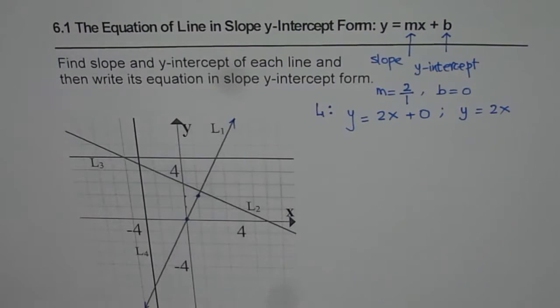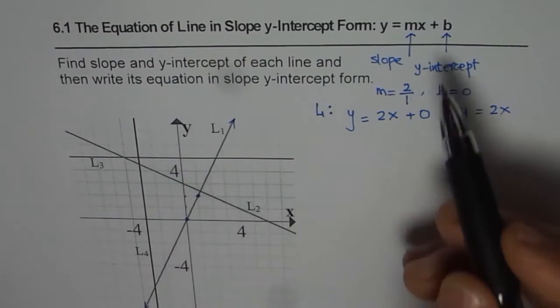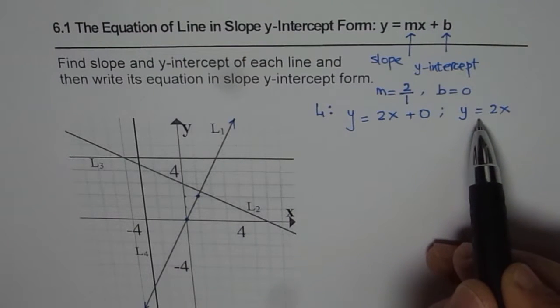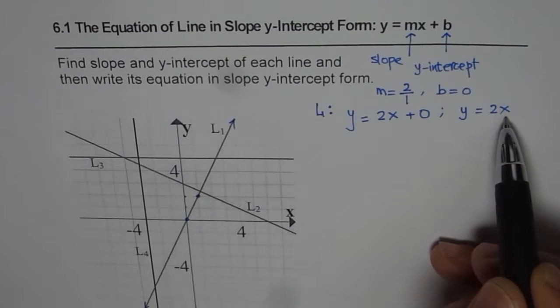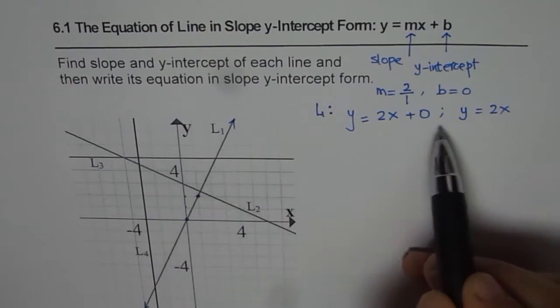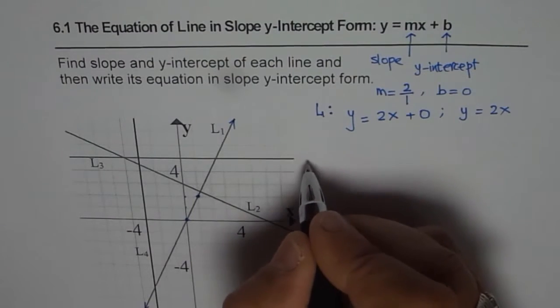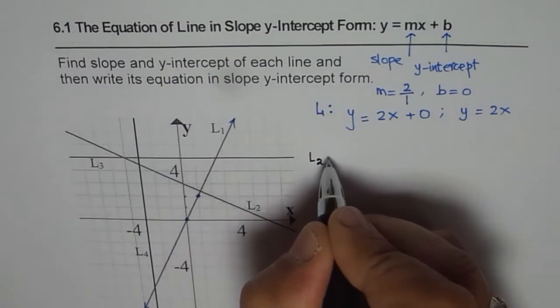And that represents direct variation. You understand? So a line going through the origin will have y-intercept 0 and will be written as y equals a constant times x, the independent variable, and that's how it is related.